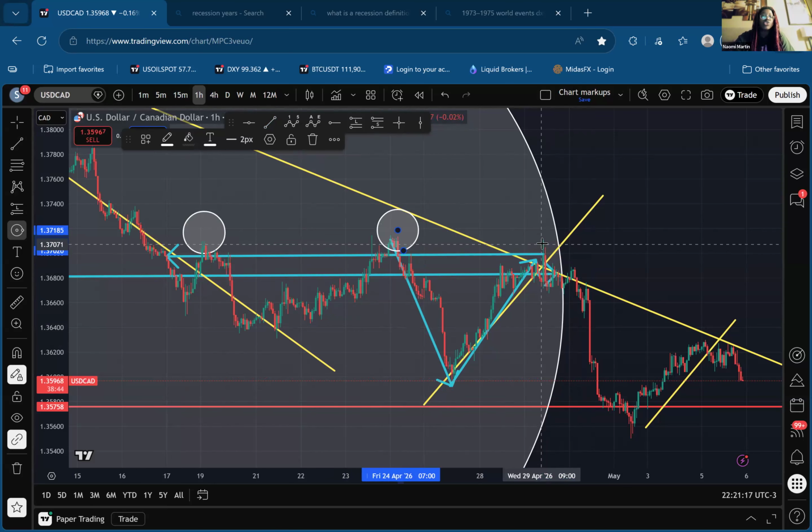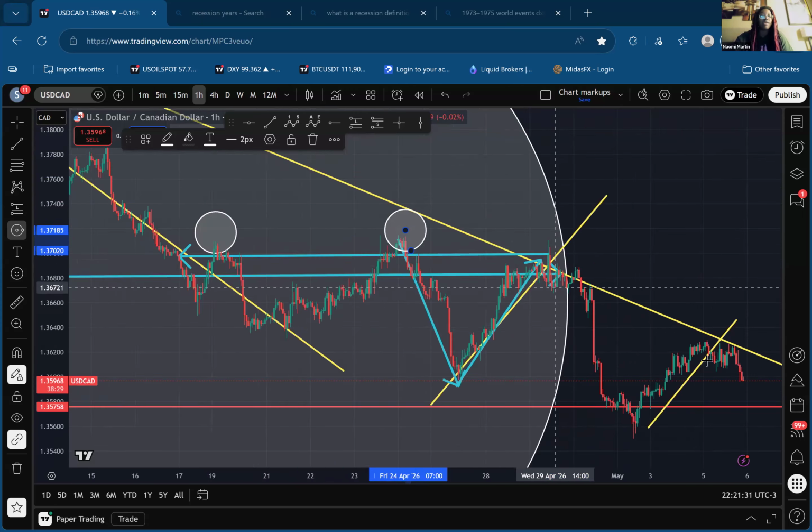The third high tried to close. It literally went up just a pip or two above the first high that it gave on the 19th of April 26th, and then decided it was going to fall on the 29th of April. But that's the psych out in the market.